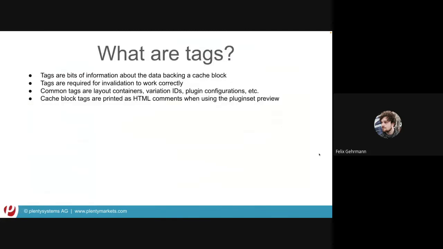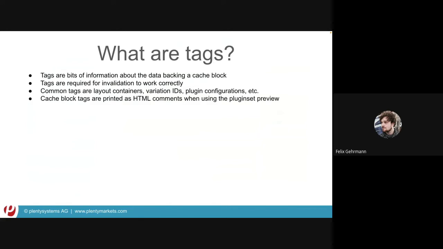So before we move on to another practical example, let's talk about tags. Tags are part of a cache block's metadata, which tells us what data a cache block depends upon. Tags are needed so that the invalidation process can correctly identify the cached contents to invalidate. Common tags include layout containers, variation IDs, plugin configurations, etc.